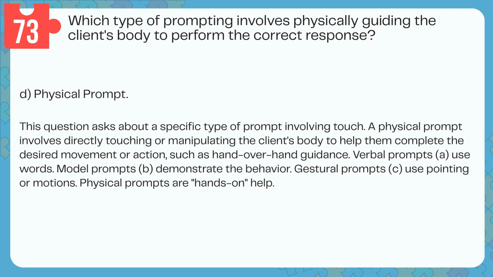Answer: D, physical prompt. This question asks about a specific type of prompt involving touch. A physical prompt involves directly touching or manipulating the client's body to help them complete the desired movement or action, such as hand-over-hand guidance. Verbal prompts: A, use words. Model prompts: B, demonstrate the behavior. Gestural prompts: C, use pointing or motions. Physical prompts are hands-on help.